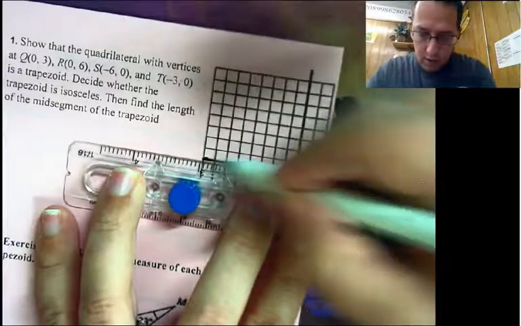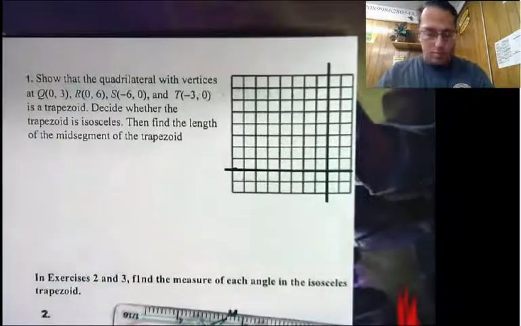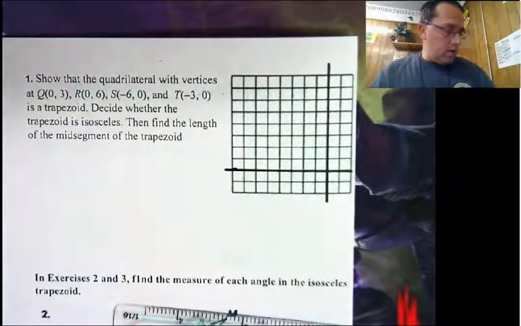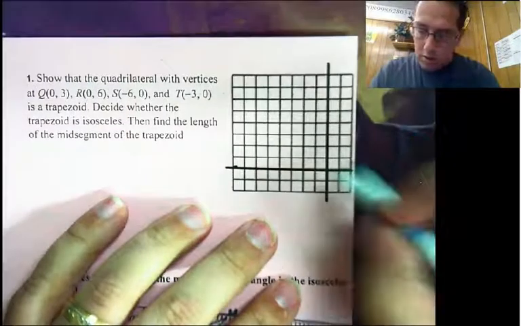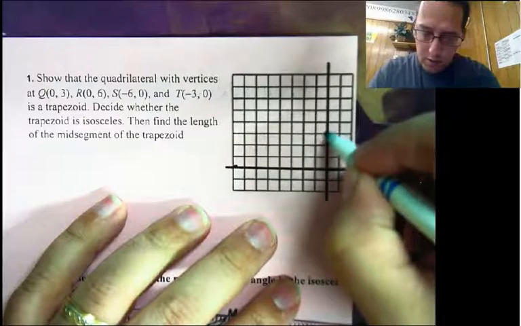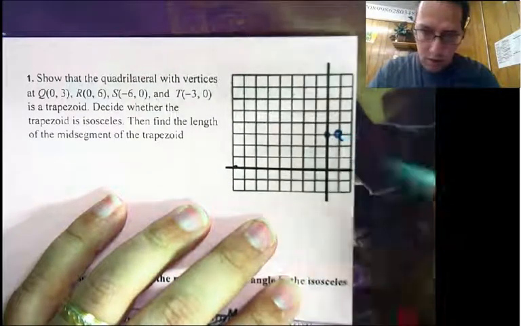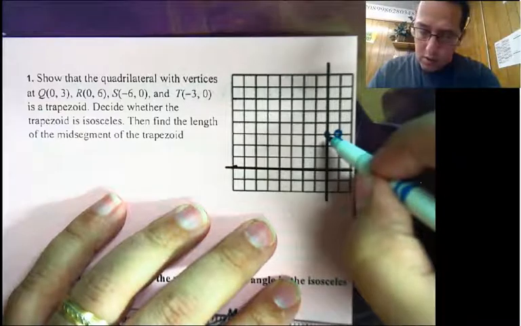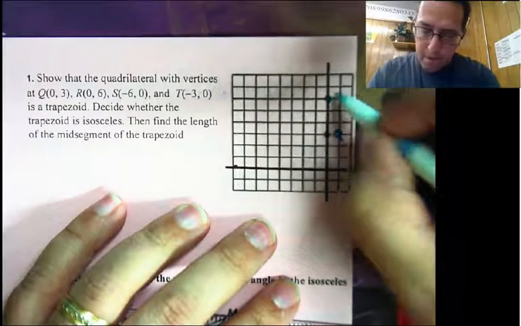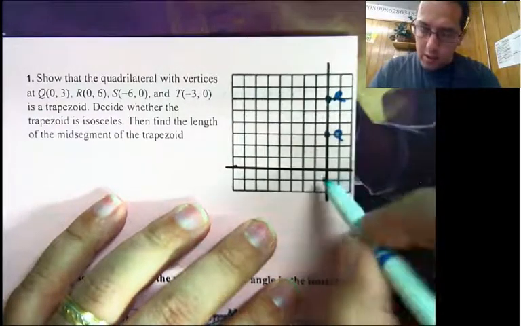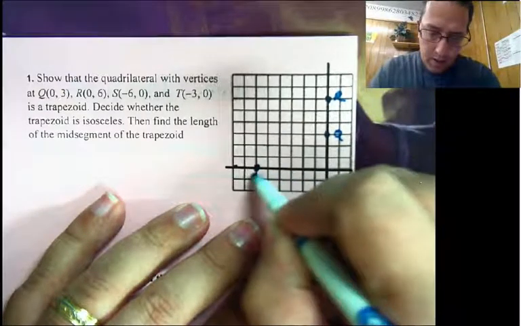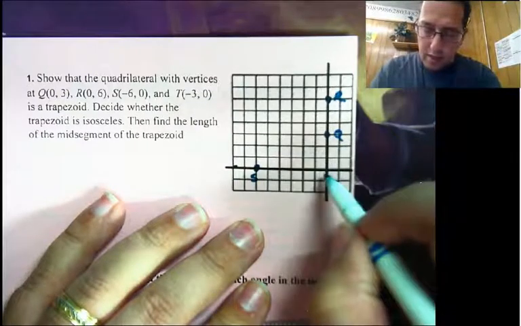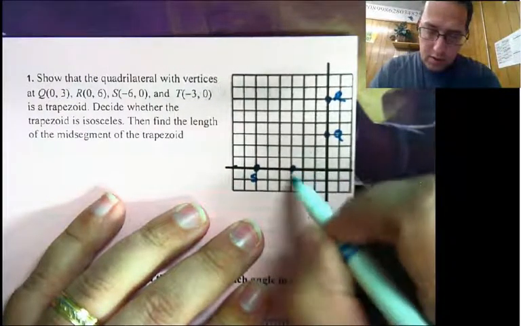Okay, so here are my axes, there are 2 of them. And we need to draw this in. We'll use this one, blue. Why not? Okay, so Q is at (0, 3), right here. R is at (0, 6), or 3, 4, 5, 6. That's point R. S is at negative 6, or negative 1, 2, 3, 4, 5, 6. And T is at (-3, 0), so negative 3, 0 right there.